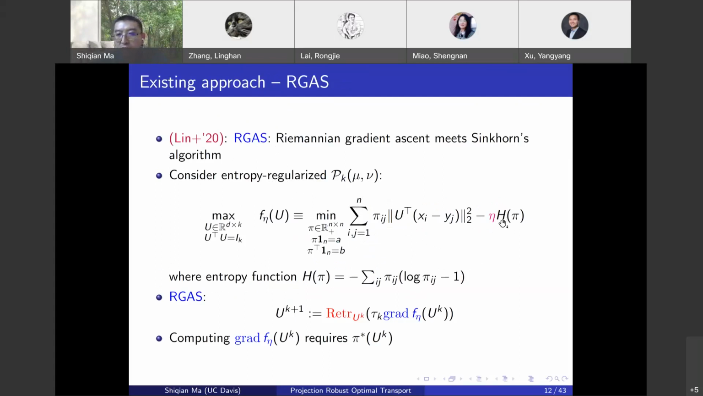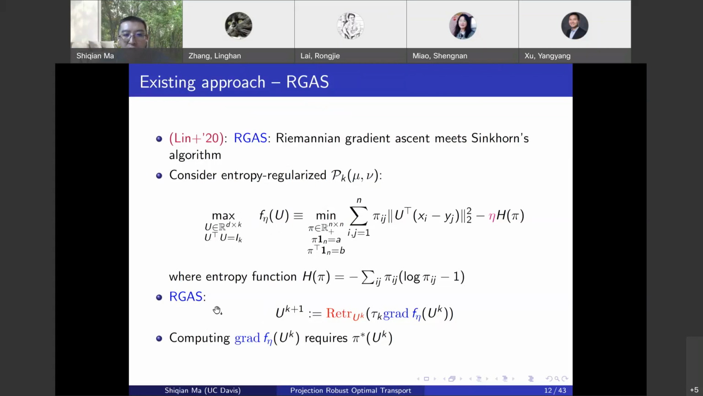So it is known that this entropy function h here is strongly convex over this constraint set. So when this function becomes strongly convex and we minimize it, of course we know that the optimal solution is unique. When the optimal solution is unique, then this function with respect to u is differentiable. Okay. So then we denote this function as f eta of u. Then if you look at the maximization part, we're actually maximizing this function with respect to u over a Stiefel manifold constraint.